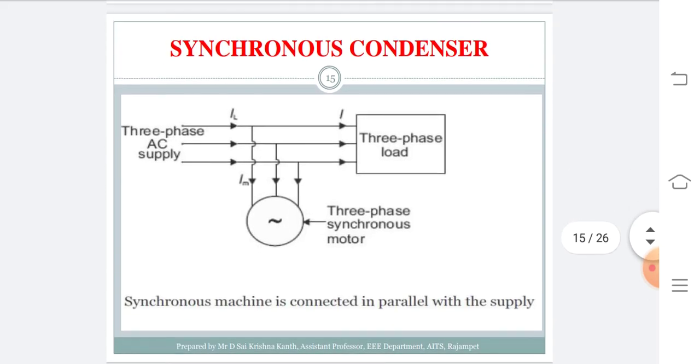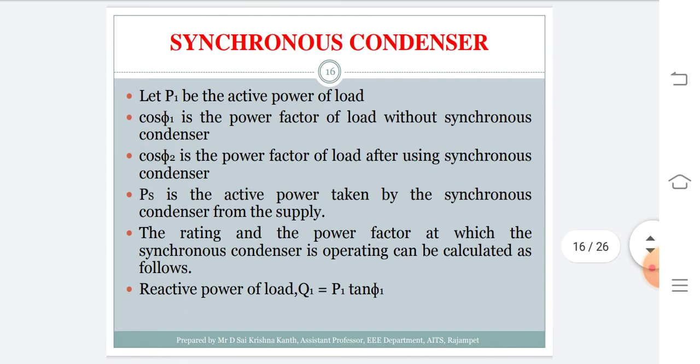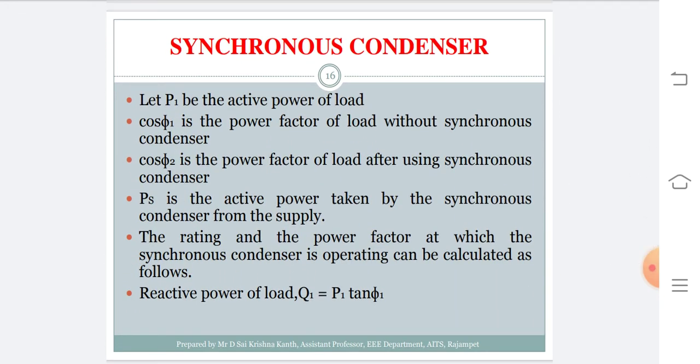In this figure I have represented a 3-phase synchronous motor drawing power under no load condition. It is connected across the supply. Let P1 be the active power of the load, cos φ1 and cos φ2 be the power factor of the load without and with synchronous condensers, and PS be the active power drawn by the synchronous condenser from the supply.